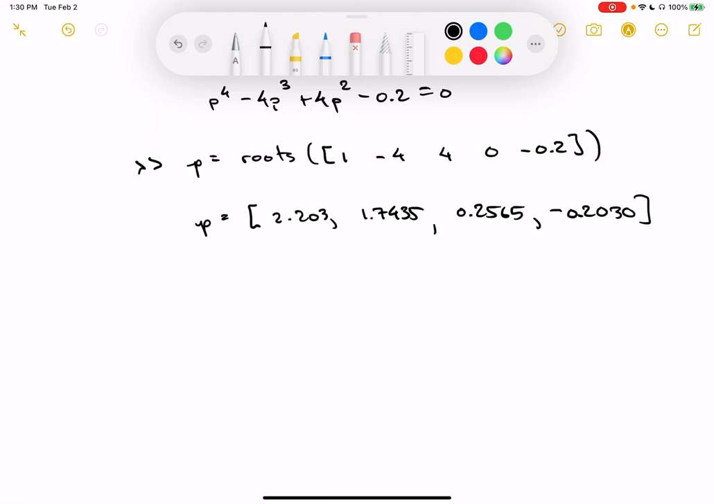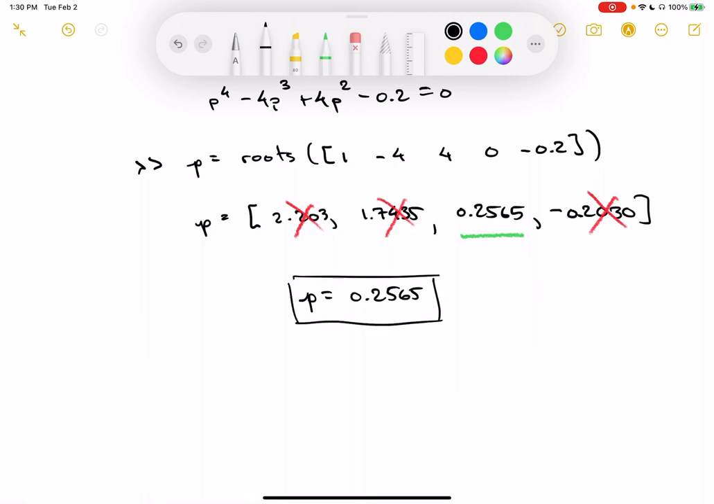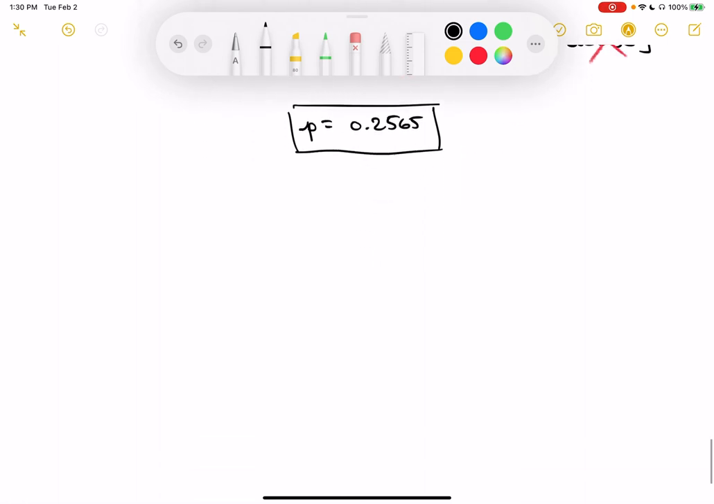0.2030. And again, in this particular case, that's not a valid probability, that's not a valid probability, and that's not a valid probability. There's only one valid probability. There's only one way where I have four identical switches, all with closed probability P, that I can get with that particular configuration of the switches an overall short probability equaling 20%. And so in that particular case, it's a unique answer, P equals 0.2565, something like that.